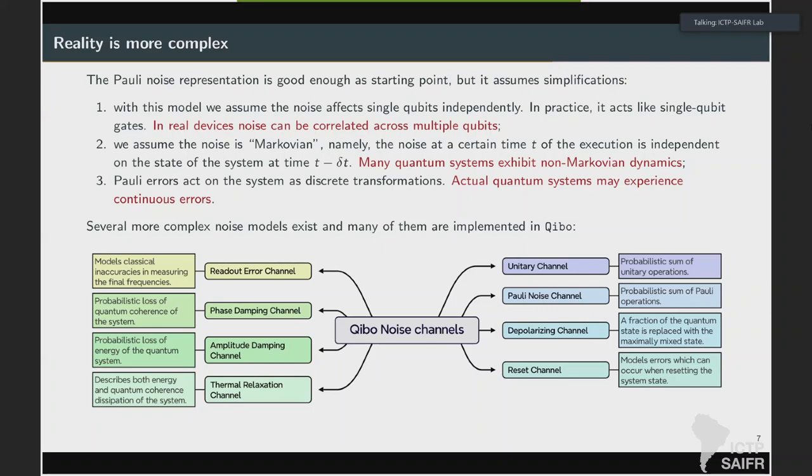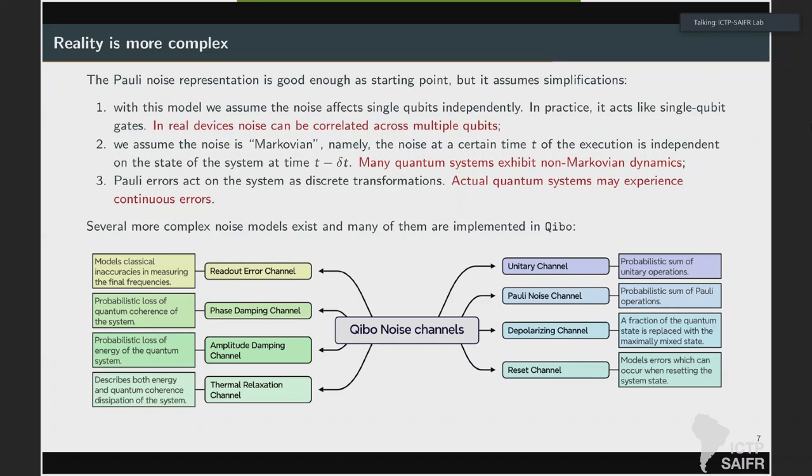A reset channel, which is trying to emulate what happens when you reset the problem. So in the lab, you often need to come back to the ground state, because you execute your circuit and then you want to execute it again. So you want to come back to the ground state. But sometimes it can happen that you are not able to perfectly come back to the ground state. Or again, we have the readout error channel. So problems in the readout. You take your results and you have some problems, some bit flip maybe also there.